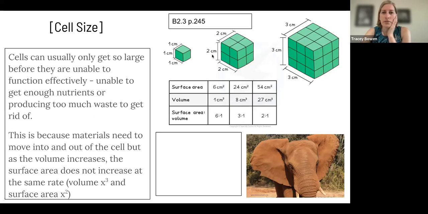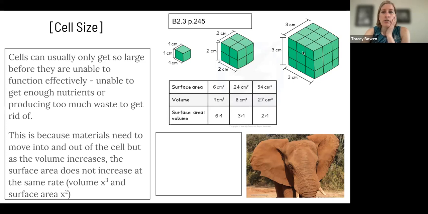But when we look at this 2 by 2 by 2 cube, multiplying these three numbers together, we get 8 centimeters cubed for our volume, but then we have 24 centimeters squared for our surface area. And the ratio of those things is going to be 3 to 1. So this is a much smaller surface area to volume ratio. And then that continues to happen with the 3 by 3 by 3 cube, where our volume is 27 centimeters cubed, but our surface area is 54 centimeters squared. And so it becomes a 2 to 1 surface area to volume ratio.